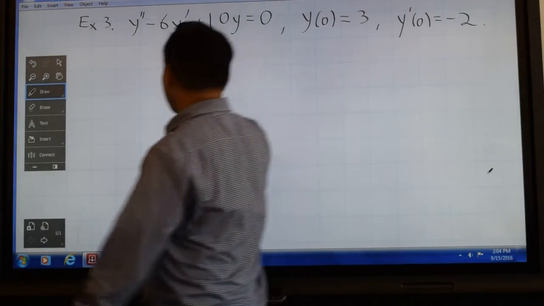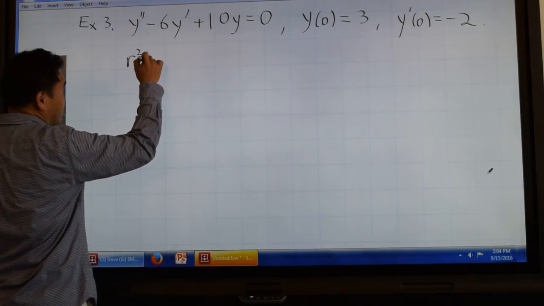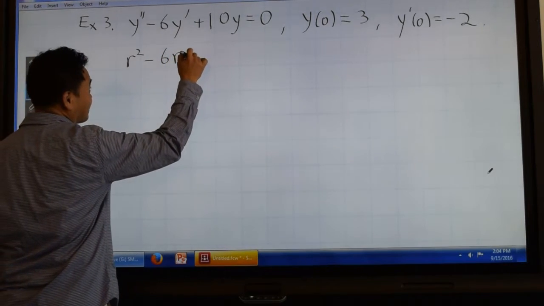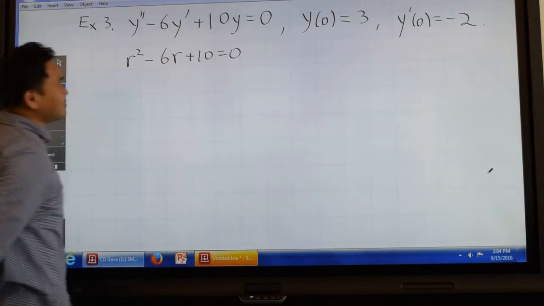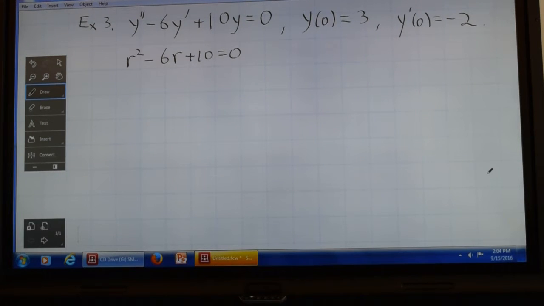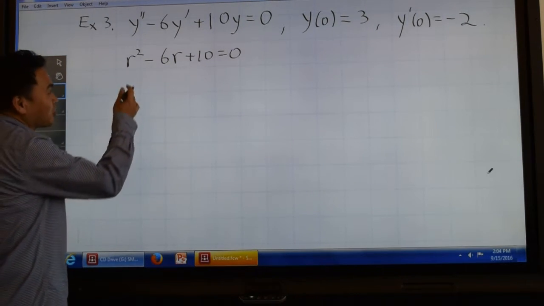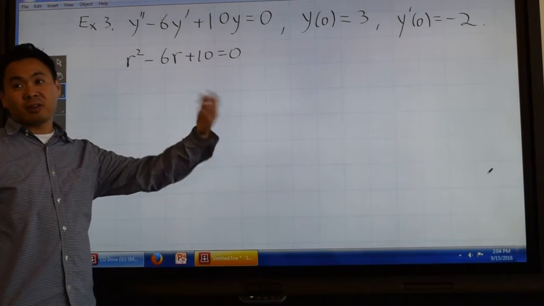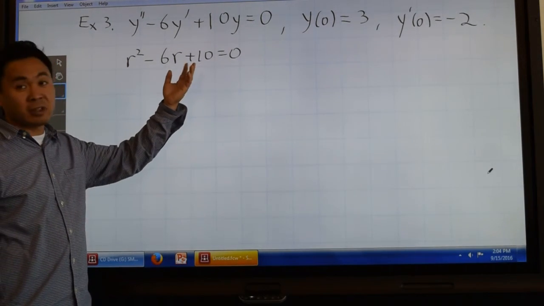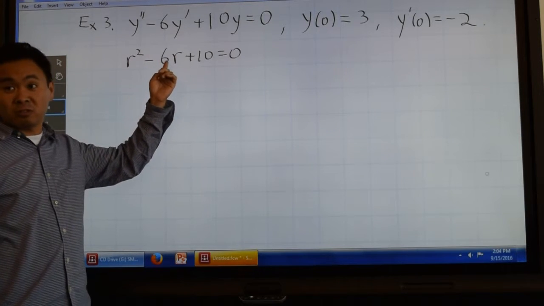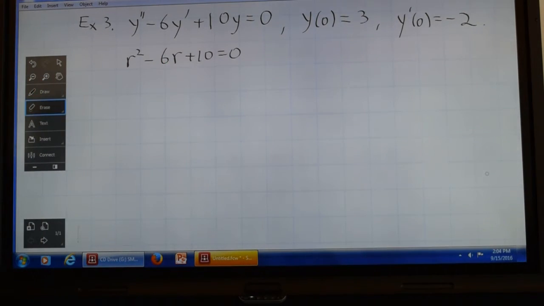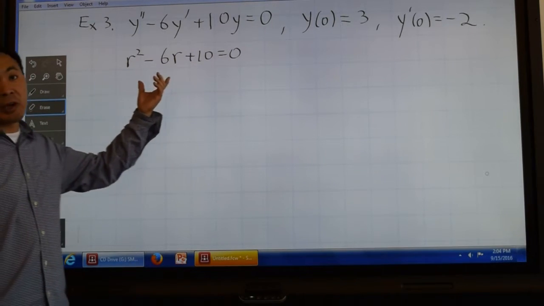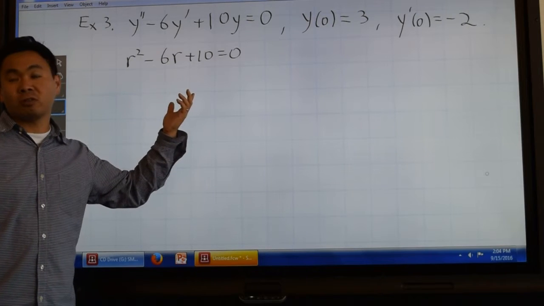All right, so here, first write down the characteristic equation. And then first try to factor this, and you'll find it's impossible because 10 factors as 10 times 1 or 5 times 2. Neither one will pair up to add to 6, so it's impossible to factor. That means you're left with either applying the quadratic formula or completing the square.